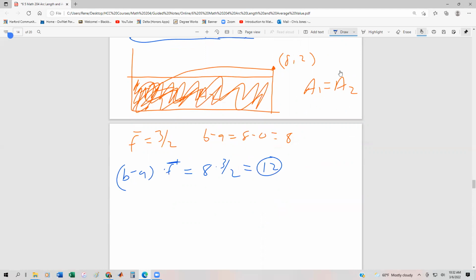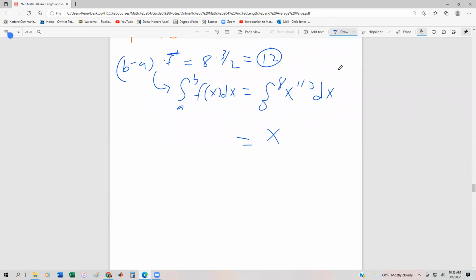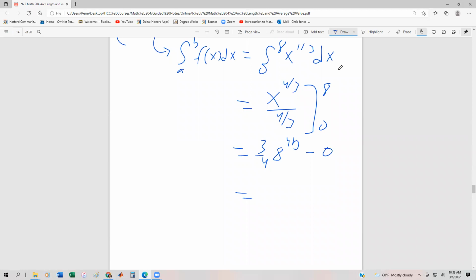Now check this out. Remember, we said that this is going to be the same as the integral from a to b of f of x dx, which is going to be the integral from 0 to 8 of x to the 1/3 dx. And we should get 12 out of that. So that's going to be x to the 4/3 divided by 4/3 from 0 to 8, which is the same thing as 3/4 times 8 to the 4/3 minus 0. And we know that 8 to the 4/3 is going to be 16. All right, so that's going to be 3/4 times 16, which is going to be 48/4, which is 12.